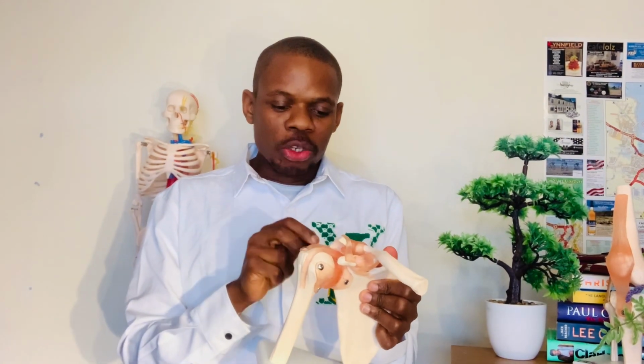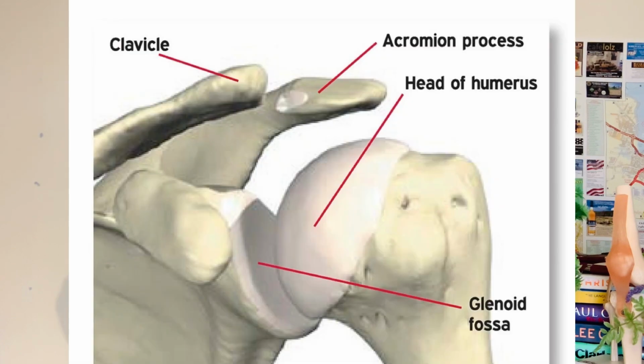For the purpose of this video, we are going to focus on the glenohumeral joint, the joint between the ball-shaped end of the humerus and the glenoid cavity or glenoid fossa of the scapula. It is a ball and socket joint. It is a synovial joint. There are some cardinal features every synovial joint has. Number one feature is the presence of a synovial cavity or joint cavity.